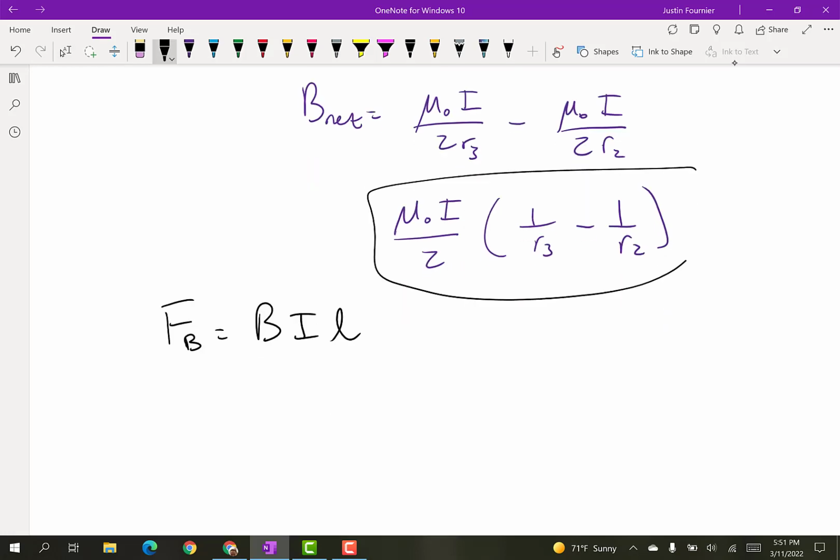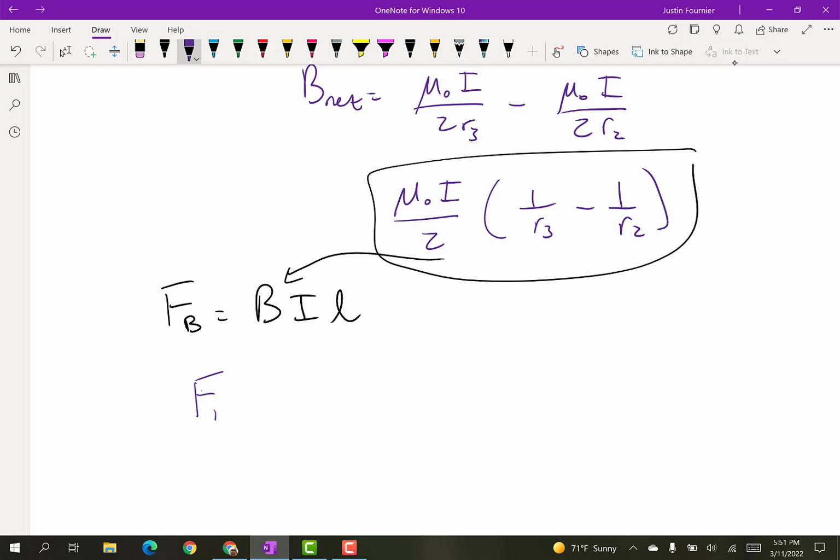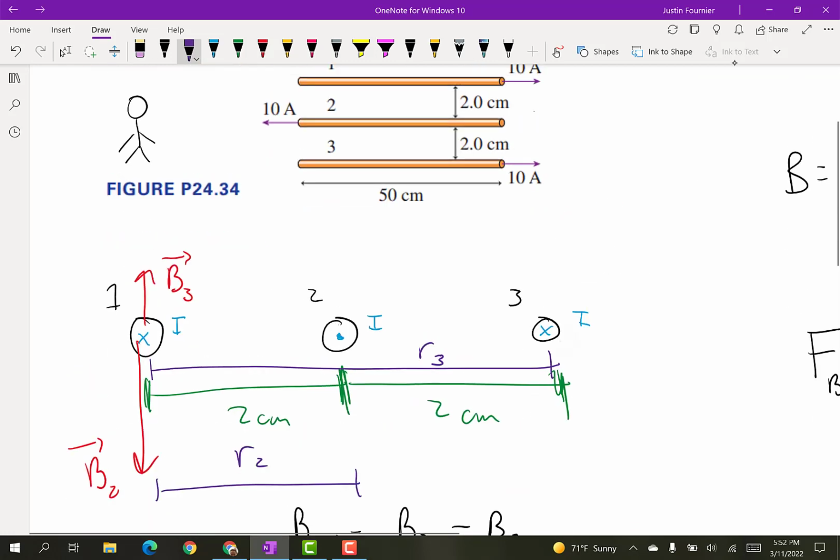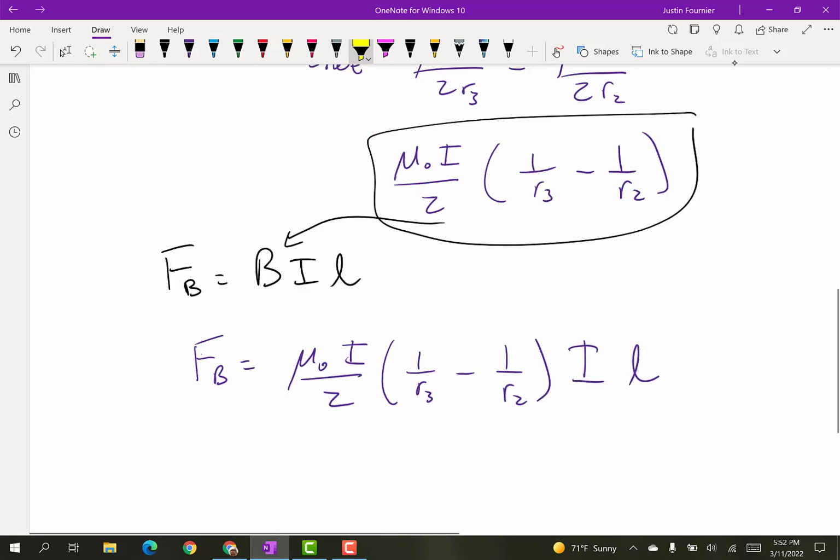So I could take all this, plug it into Bill, and I'll have the equation that the magnetic force is mu naught I over 2, and then I over R3 minus I over R2 times I times the length. And do they give me the length? They do. Sorry, I haven't mentioned. They give me a 50 centimeter length.